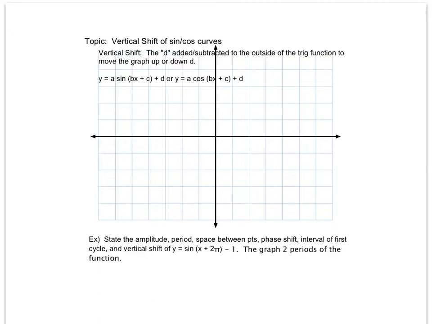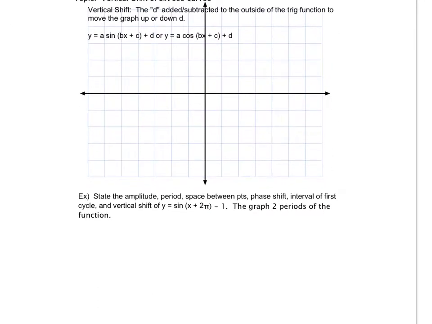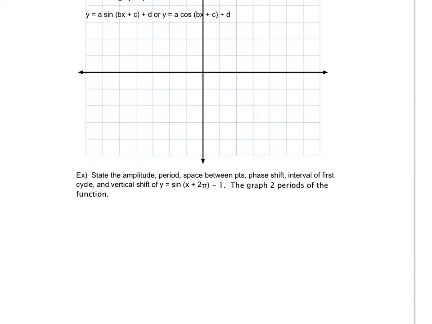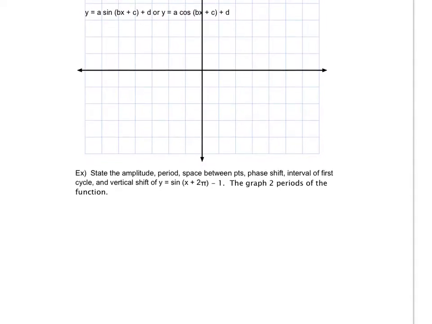So I want to go through one example, and it's listed here. I'm going to do everything I did before, and then I'm going to do my vertical shift last. So I'm going to go ahead and plot my points as if the vertical shift didn't exist, and then I'm just going to move all my points down in a different color.